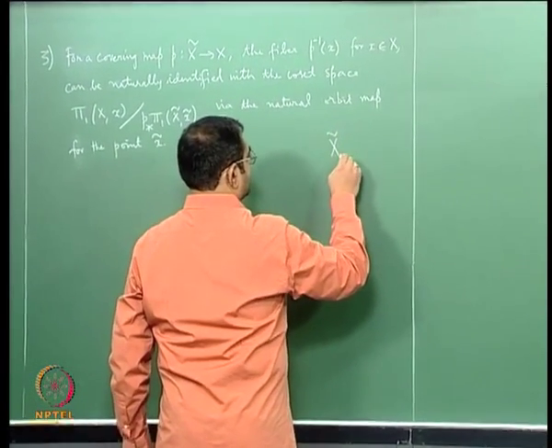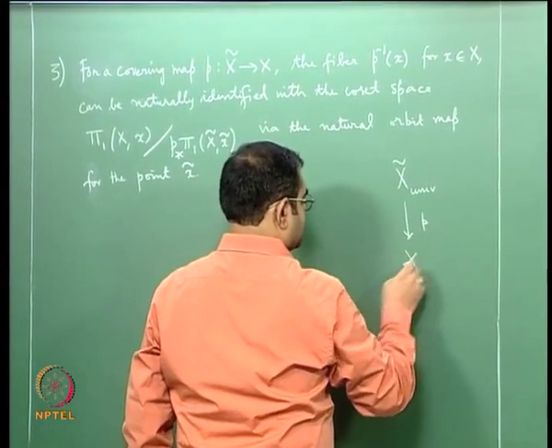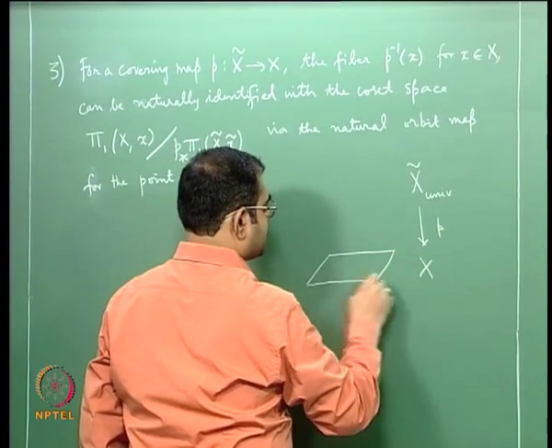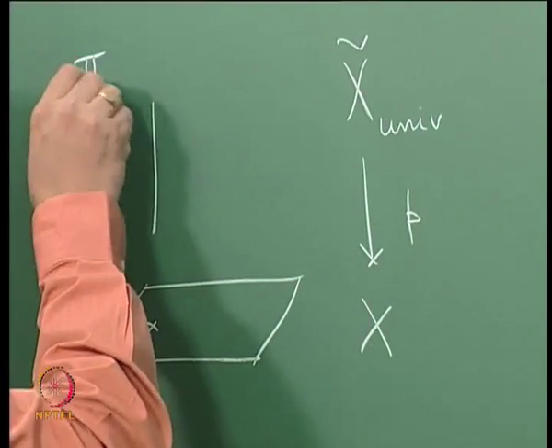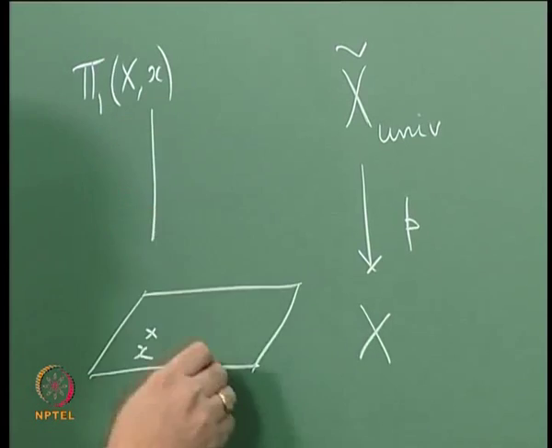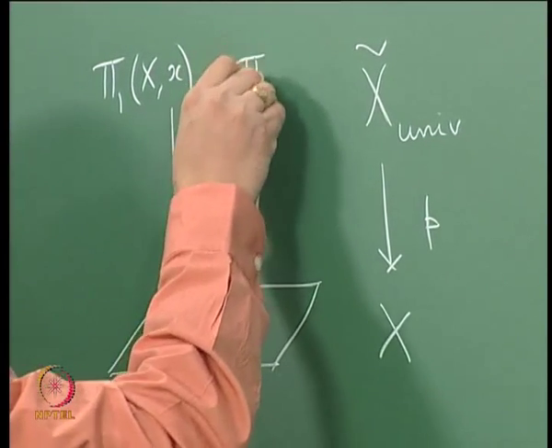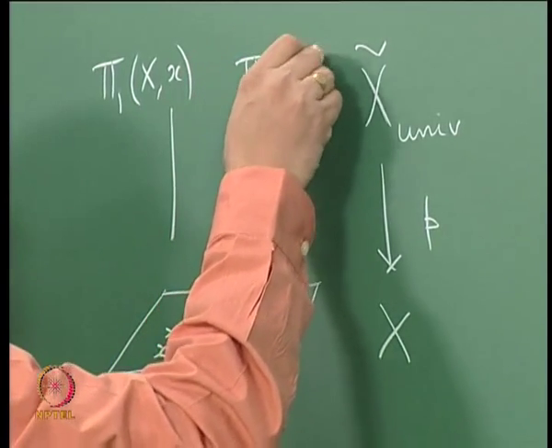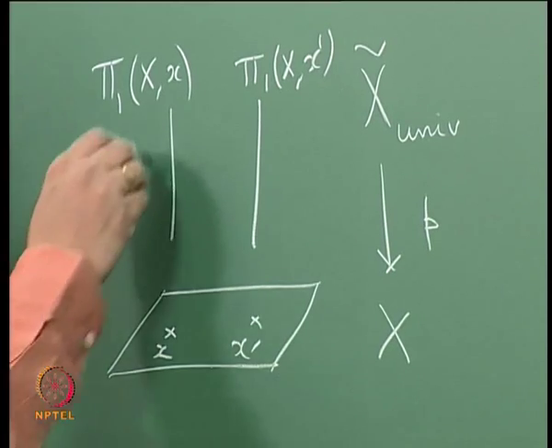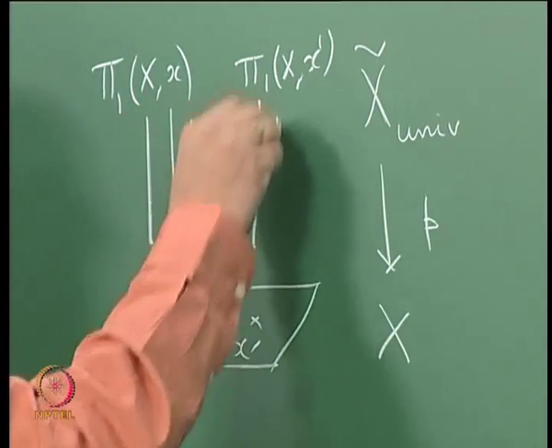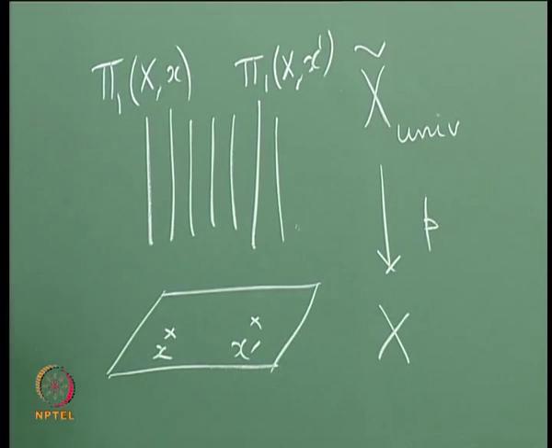So let me again draw this picture. This is the universal covering to X. So it looks like this. Over each point x you put pi1 of capital X comma small x. If you take some other point x prime, you put over that the fundamental group pi1 of capital X comma x prime, and of course I am assuming capital X is arcwise connected. In this way I get all these fundamental groups, and what you get is that the space X tilde is a fibration.